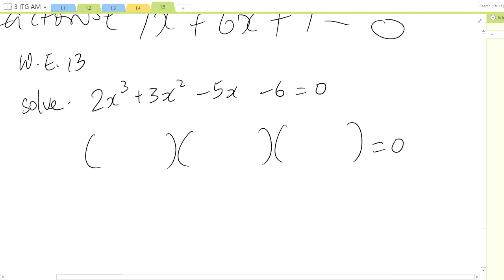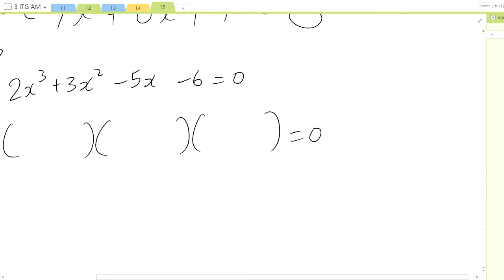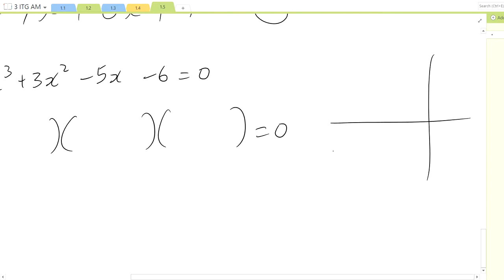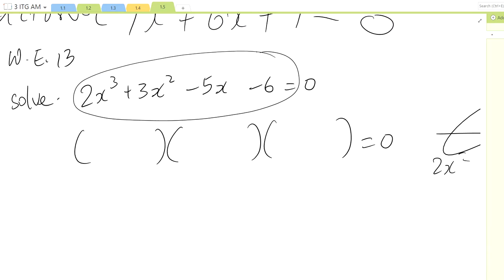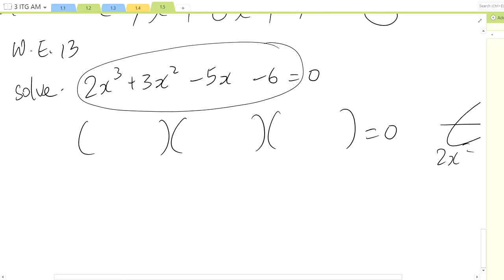This is what I want to have eventually. Then I can find the value of x. But can I use this method again? 2x cubed, and so on. Cannot, right? Then how? If only there's a way I can factorize my cubic equation into 3 linear factors. Is there a way? Okay, can you find just simply one factor?